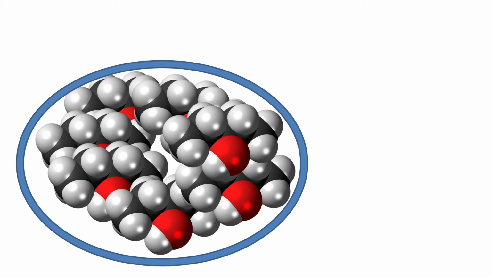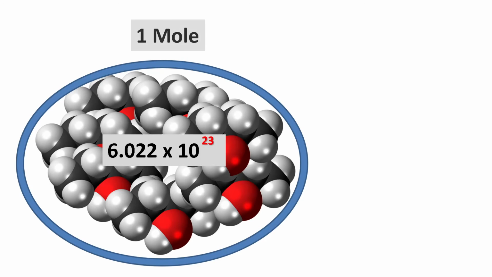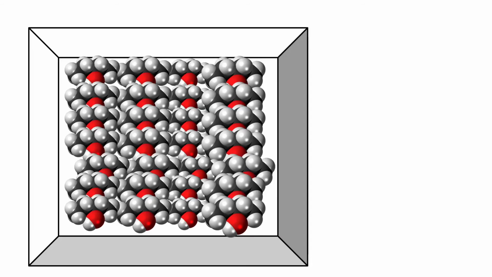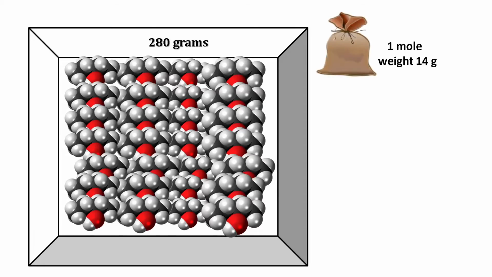In this example, we have 6.022 × 10^23 molecules, which is 1 mole. Let's say that the weight of 1 mole of these molecules is 14 grams. Now we have a basket containing these molecules, which has a total weight of 280 grams. We have already been told that 1 mole of these molecules weighs 14 grams. Now we need to find out how many moles are present in this basket.